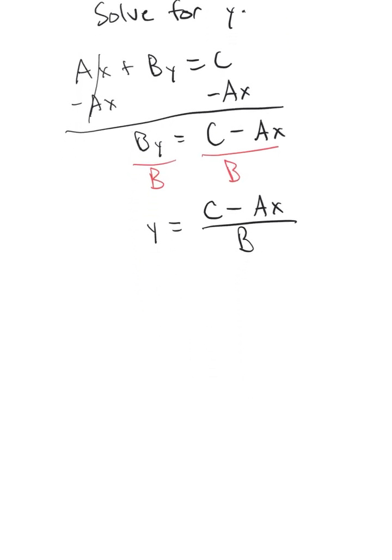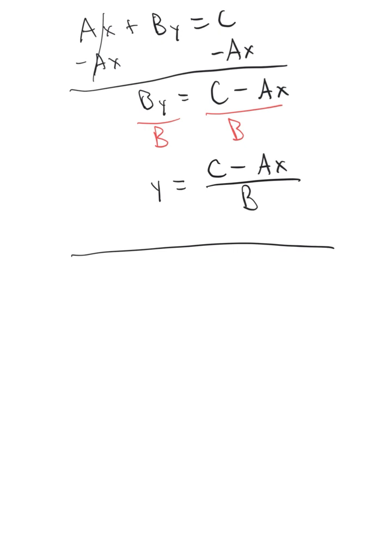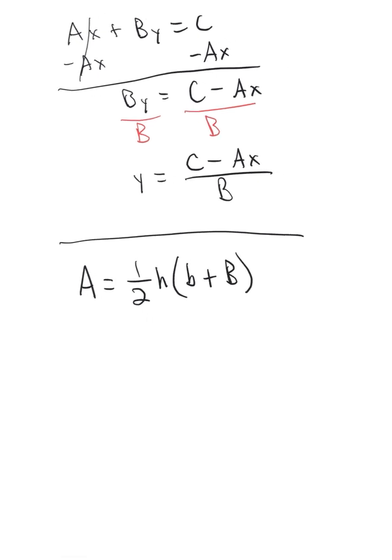Let's do another one here. This one's kind of interesting. This is from the area of a trapezoid. That formula was A equals 1/2 h times b plus capital B. As a little side note, you might remember a trapezoid is something like this, where you have two bases, a top base and a bottom base. That's why you have a lowercase b and an uppercase B, and then the height h. Those would be the parts of a trapezoid.